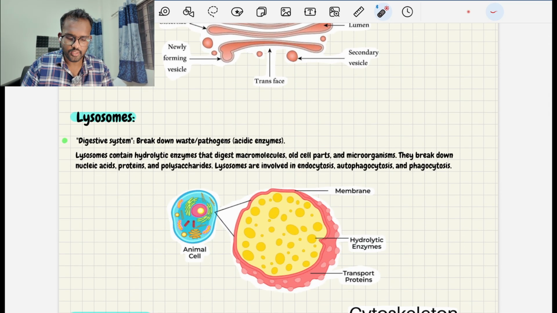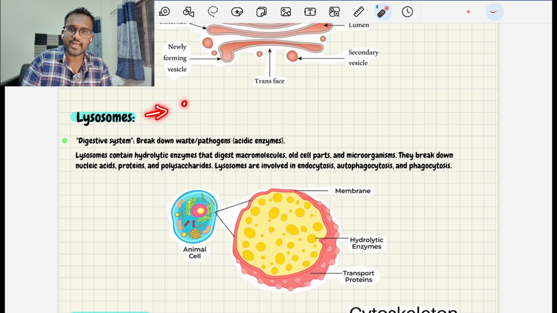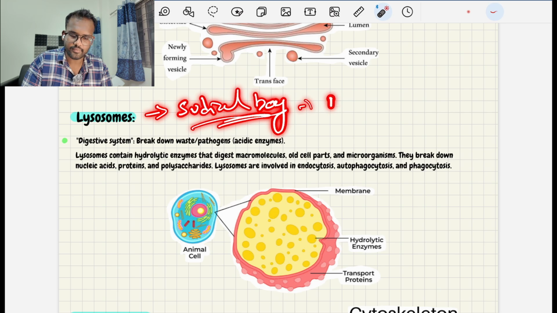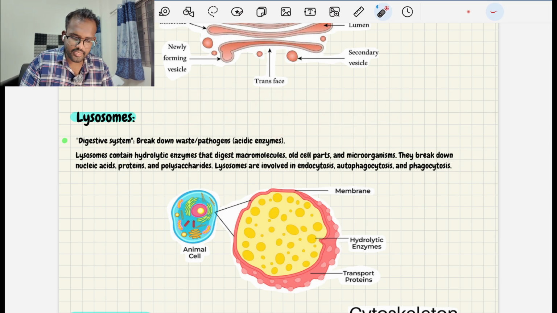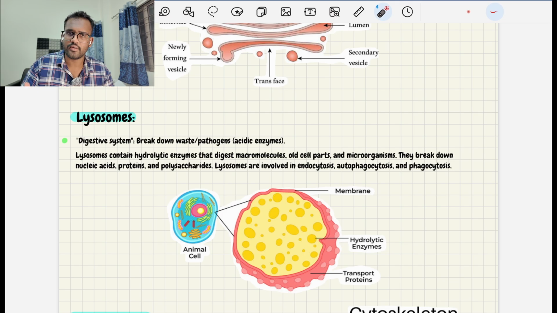Then we have lysosomes. Lysosomes are also a very important topic. They act as suicidal bags of the cell. Why do we call it a suicidal bag? In the sense that it will digest the foreign particles, microorganisms, or pathogens inside the cell. It works as a digestive system for the cell. As you can see here, it breaks down waste and pathogens using acidic enzymes. How will it digest the waste products or pathogens?